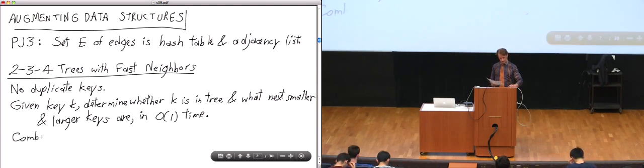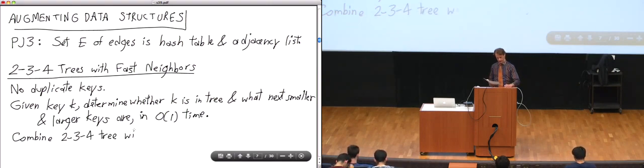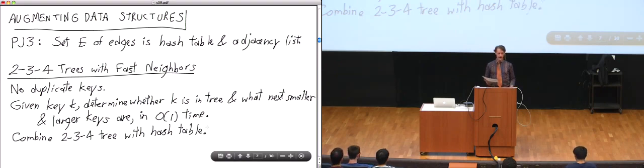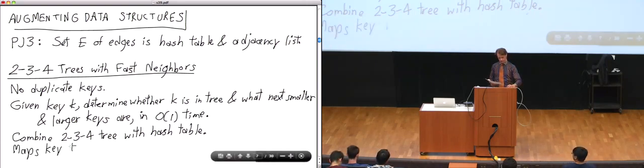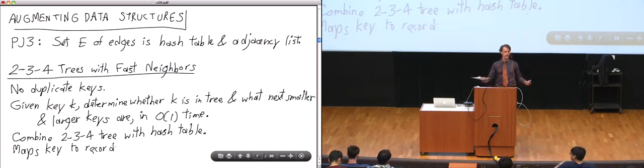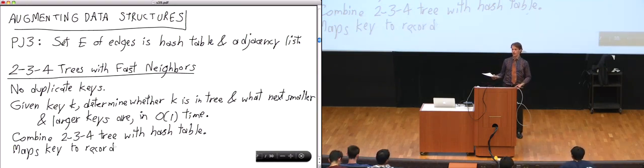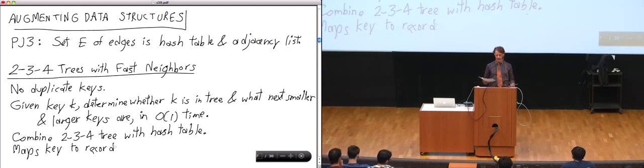So, as you say, combine the 2, 3, 4 tree with a hash table. And that hash table is going to map each key that's stored in the tree to a record that first tells us that that key is in the table, but also tells us right off the bat what the neighbors are.